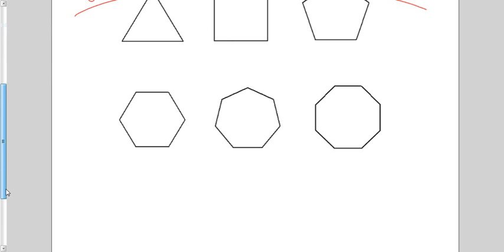Then we have a hexagon, a heptagon, and an octagon. So I would like for you right now to go through, practice with that applet, and see if these tessellate the plane. So pause your video here, go to the applet, do your hexagon, your heptagon, your octagon, and determine whether they tessellate the plane or not.